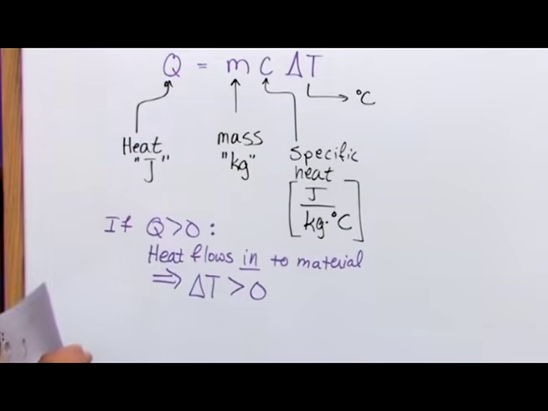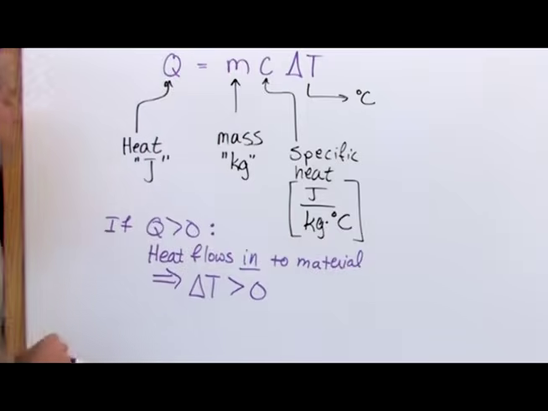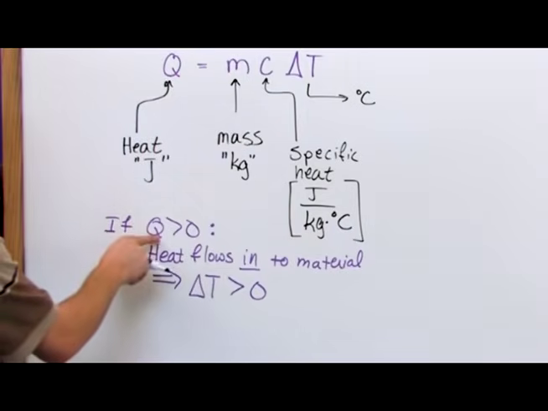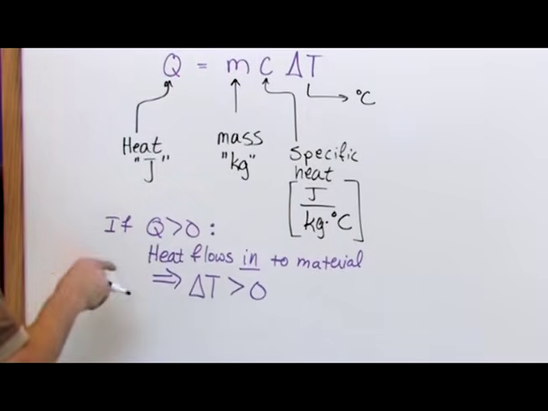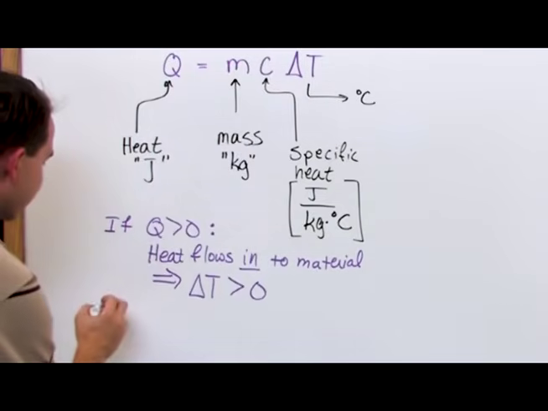When you see delta T greater than 0, what it means is the temperature has increased. The final temperature was greater than the initial temperature, so delta T is greater than 0. This is really important. When Q is positive, by the convention that we're defining in our books, heat flows into the object.